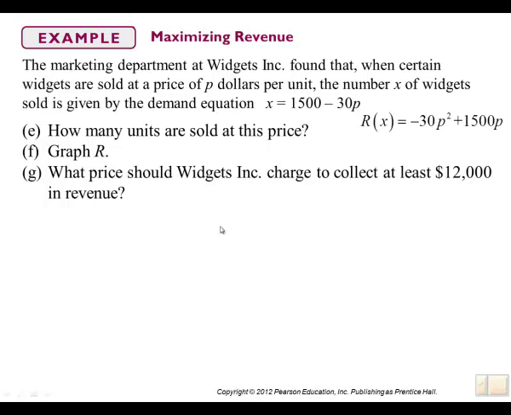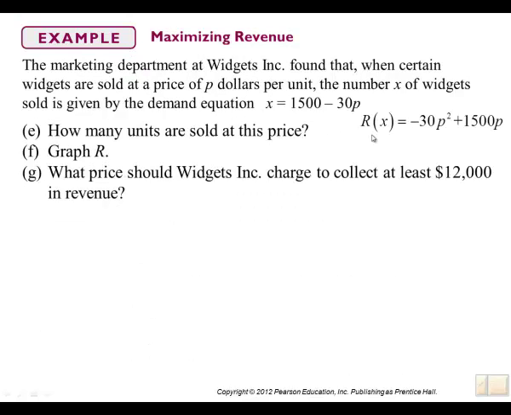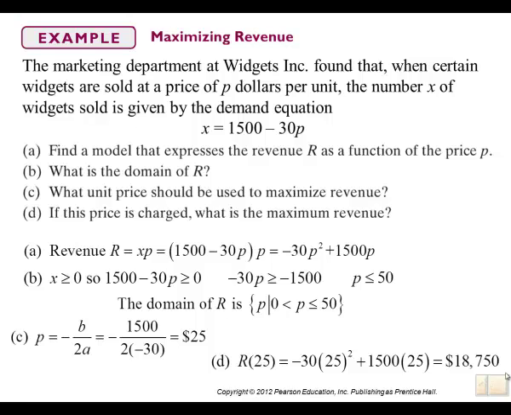Okay, now we want to know how many units are sold at price P. Well, here's our demand equation. The number of units is 1500 minus 30P. That's the same equation we had here. And here's our revenue equation. What we want to see is how many units are sold at $25. Well, we substitute 25 in here, $25 per unit, and how many widgets can we sell? We get 750 widgets at $25, and that's where we get that maximum revenue of $18,750.